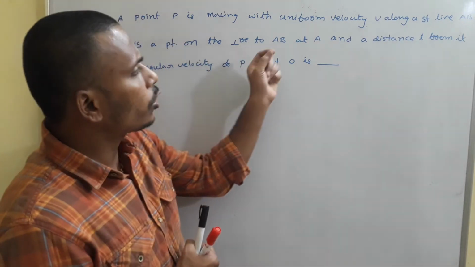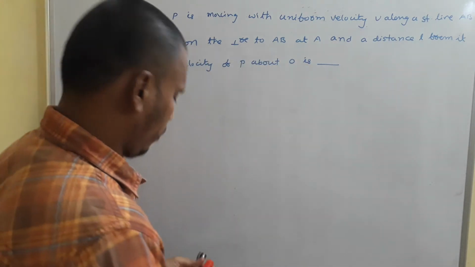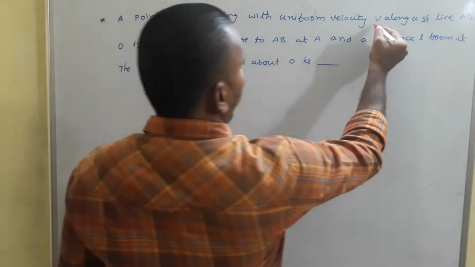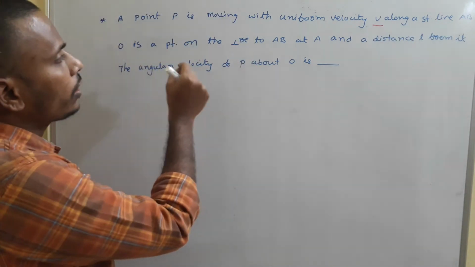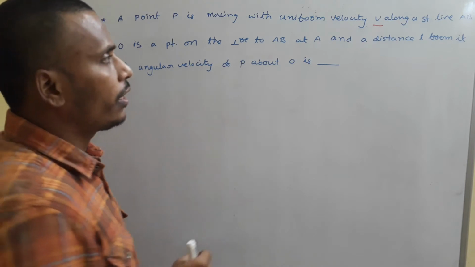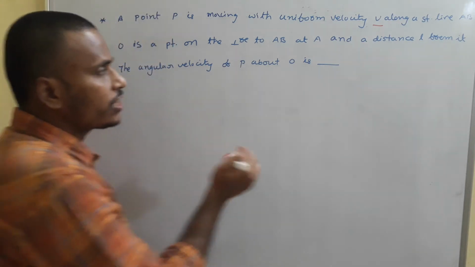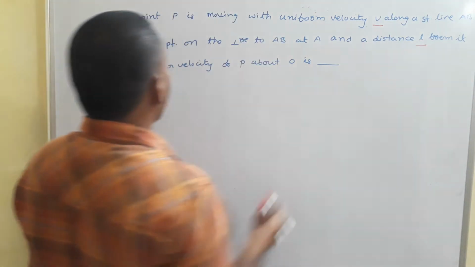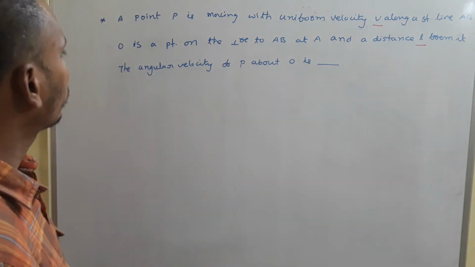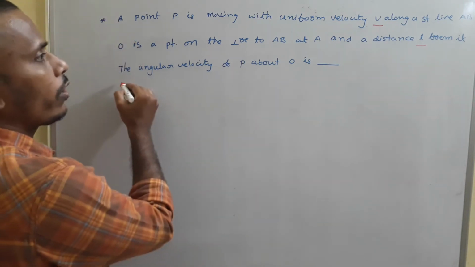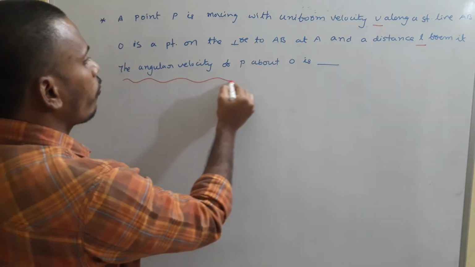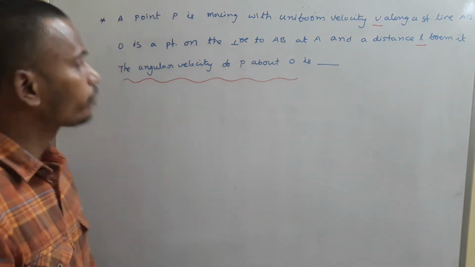P is moving with uniform velocity V along a straight line AB. O is a point on the perpendicular to AB at A and a distance L from it. We need to calculate the angular velocity of P about O.